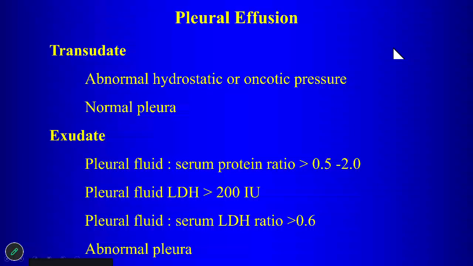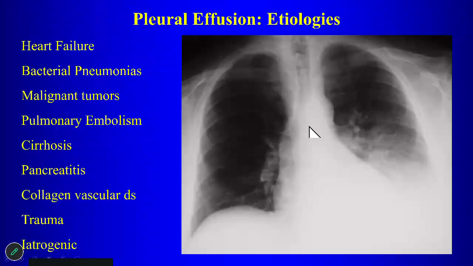So pleural effusions can be divided into transudates or exudates. Transudates, the pleura is normal. Exudates, the pleura is abnormal. So it allows then the fluid to have proteinaceous contents. So these are the criteria for differentiating transudative effusions from exudative effusions. Many etiologies for pleural effusions, right?